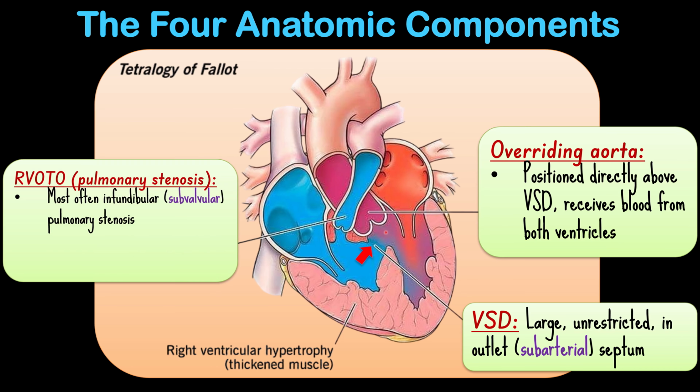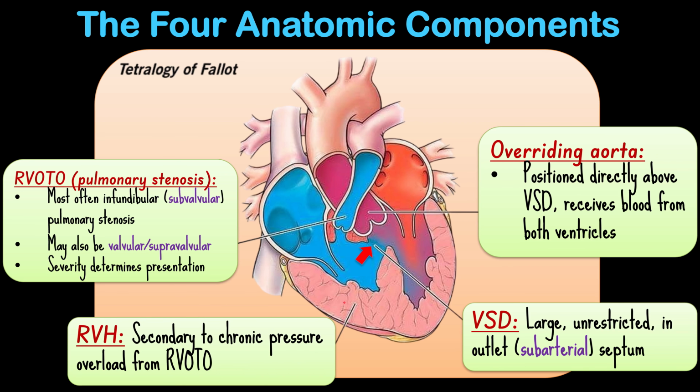Third, right ventricular outflow tract obstruction, most often infundibular pulmonary stenosis, but it can also be valvular or supravalvular. The severity of this obstruction determines the clinical presentation. Fourth, right ventricular hypertrophy, which develops as a result of the chronic pressure overload from the obstruction.